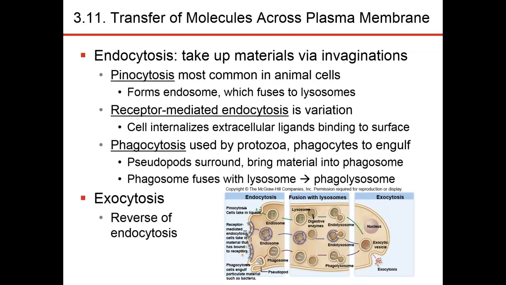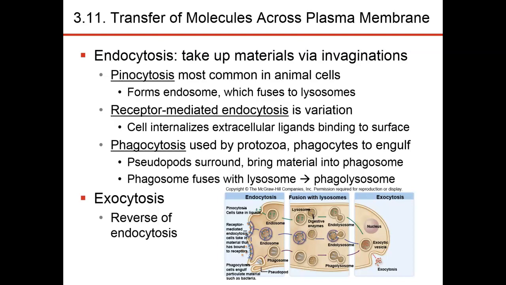Receptor-mediated endocytosis is a specialized form of endocytosis in which certain molecules bind to ligands, and once all the ligands are bound, then all the material is pulled in. This is how animals get rid of excess cholesterol from the blood.